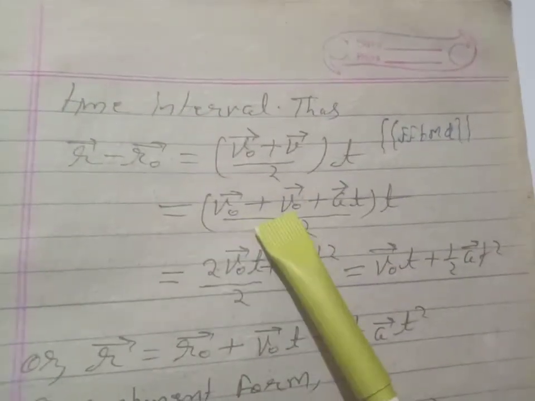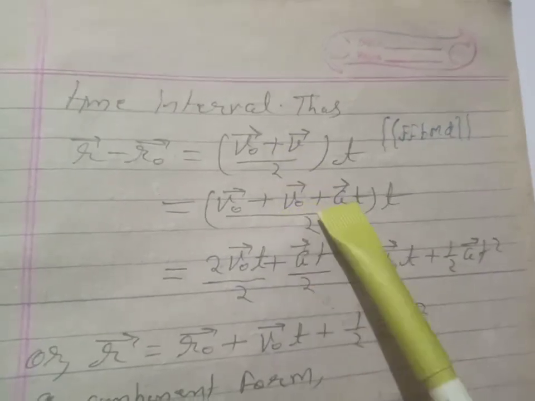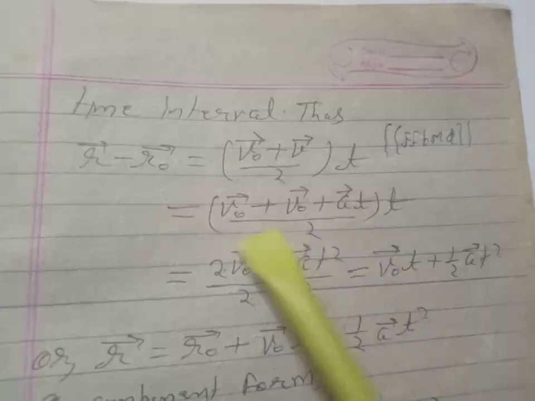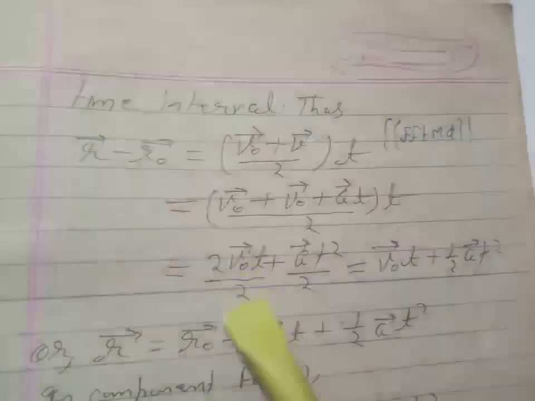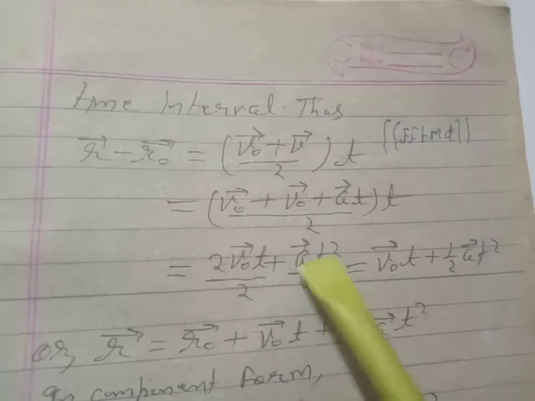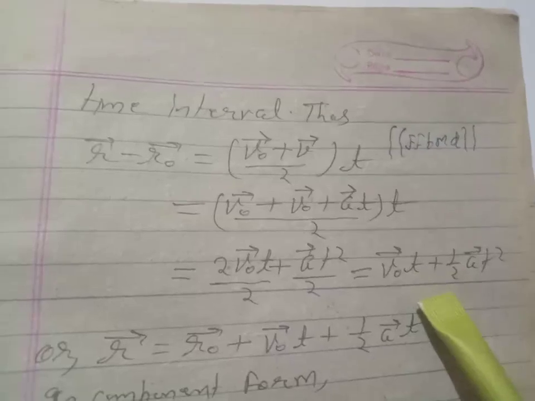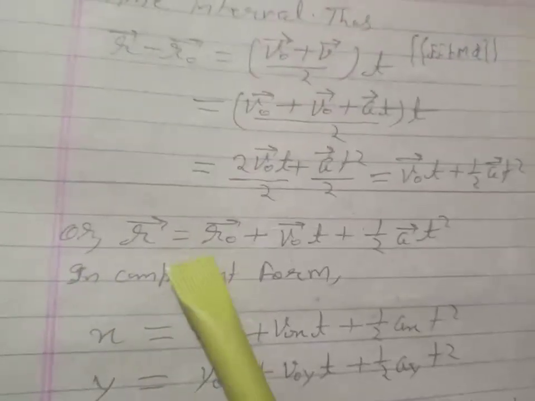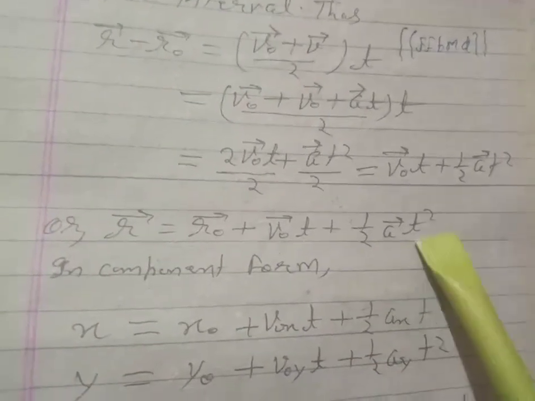Putting the value of v vector, v naught plus a vector t, divided by 2 into t, equals 2 v naught vector into t by 2 plus a vector t square by 2, equals v naught vector into t plus half a vector into t square. So r vector equals r naught vector plus v naught vector into t plus half a vector into t square.